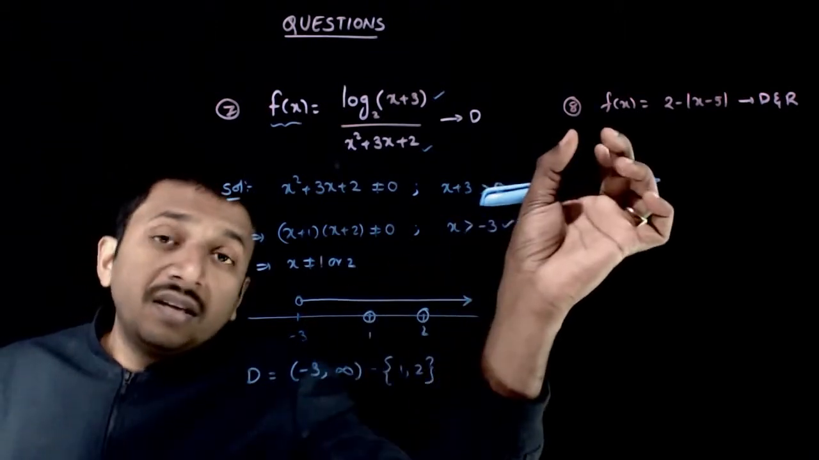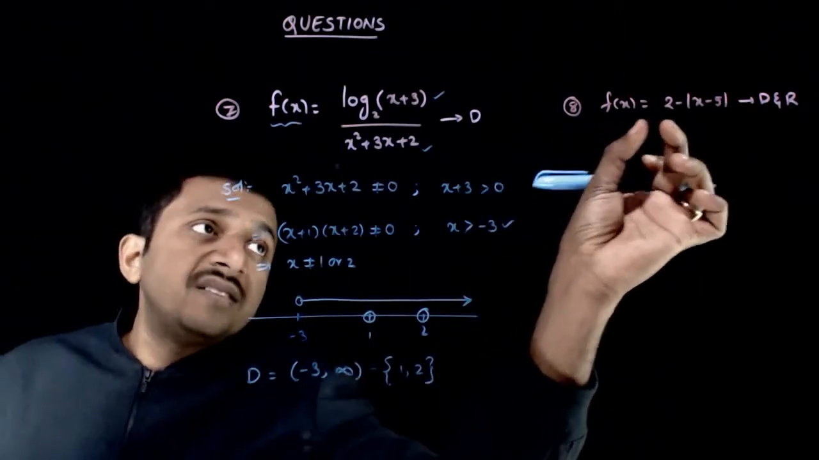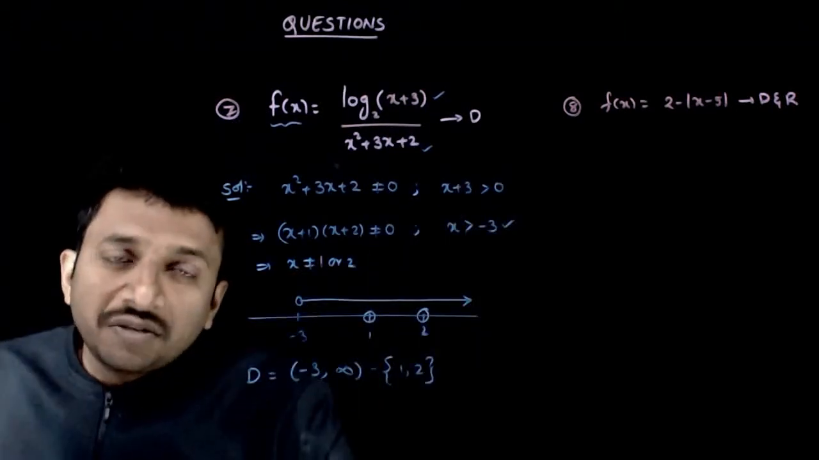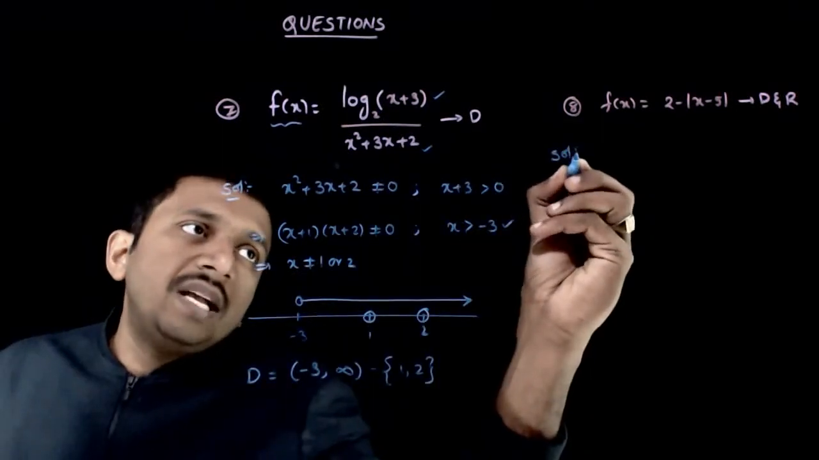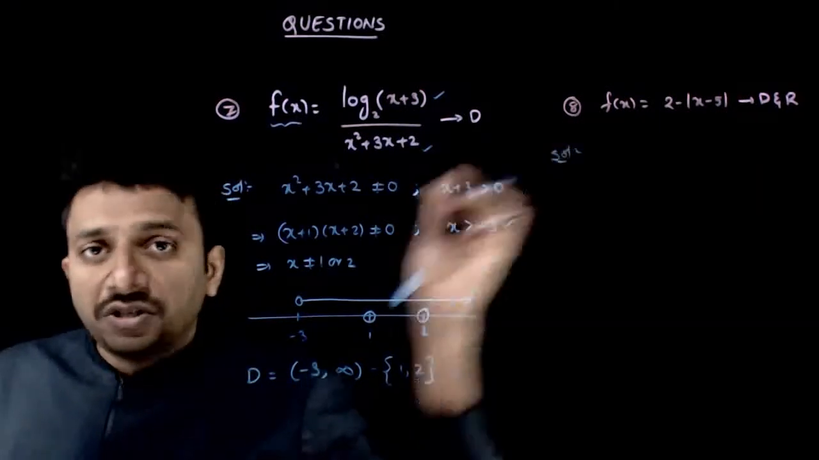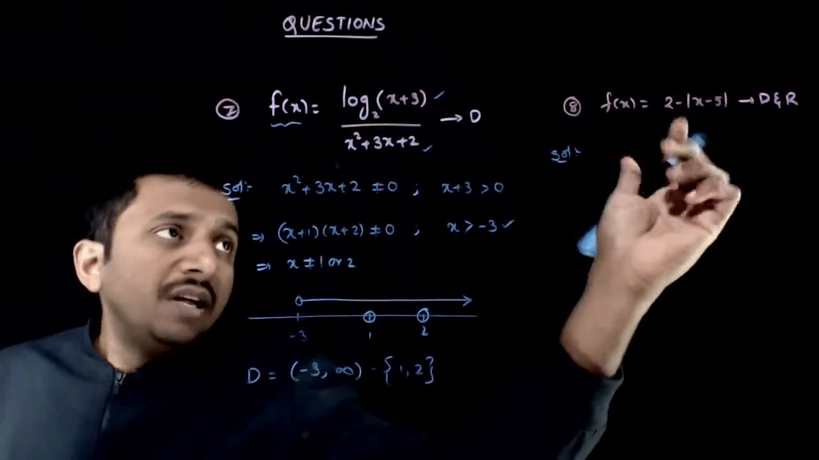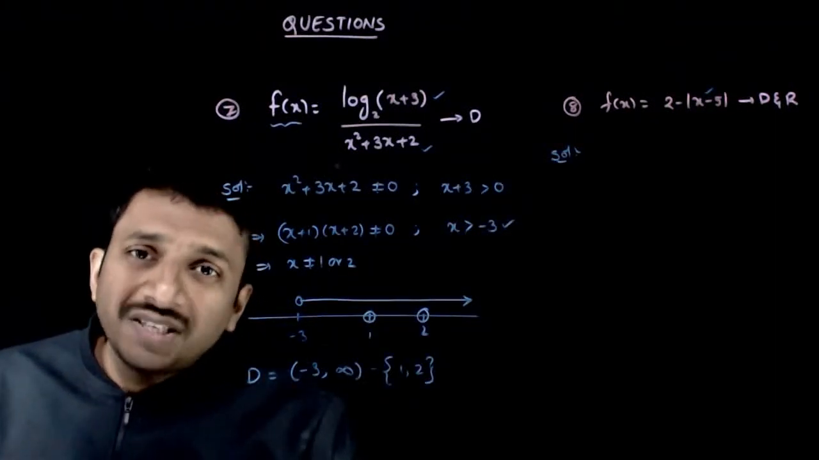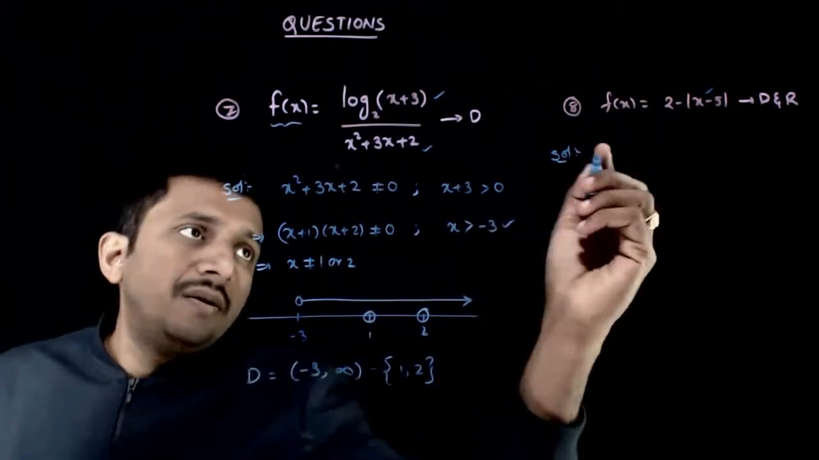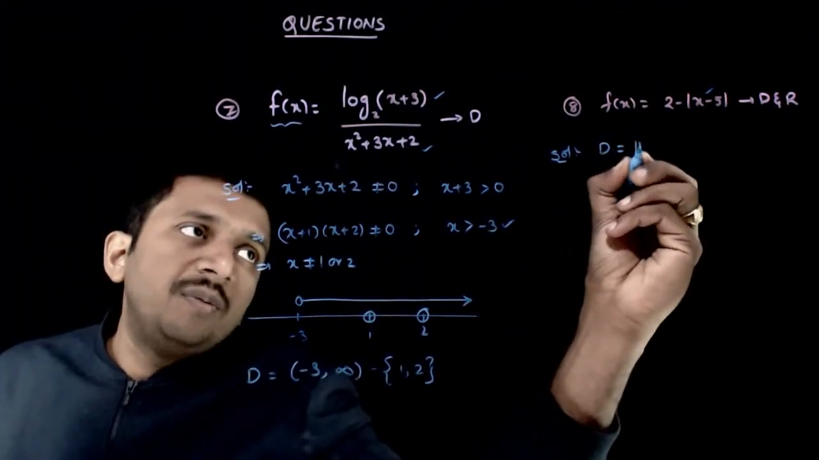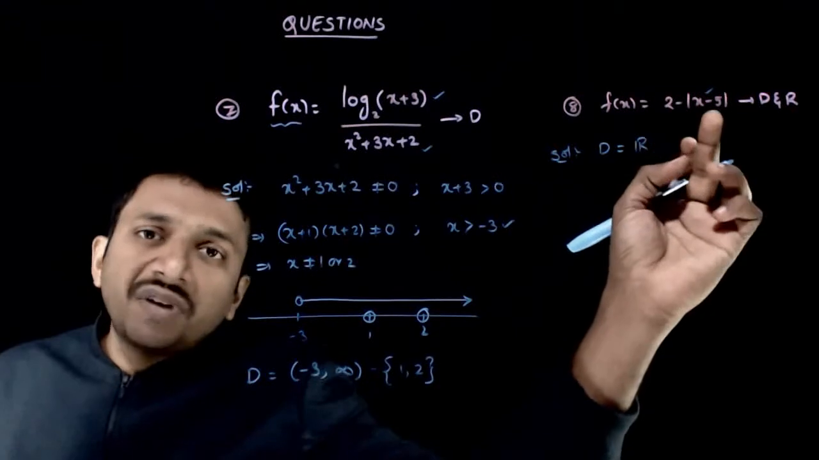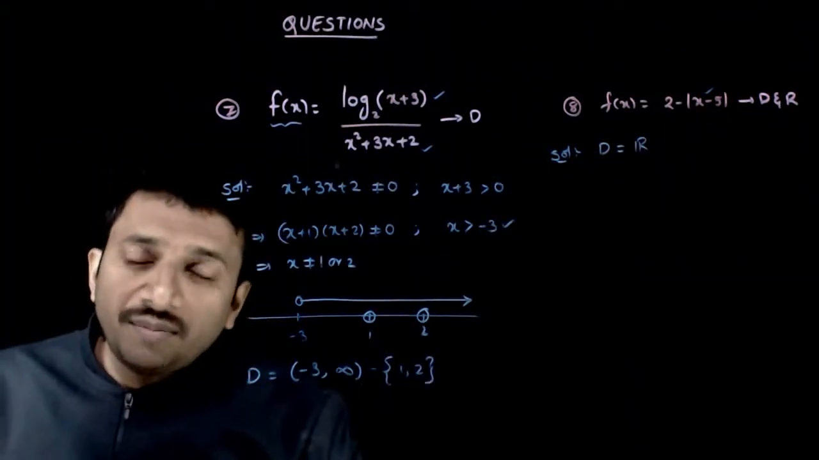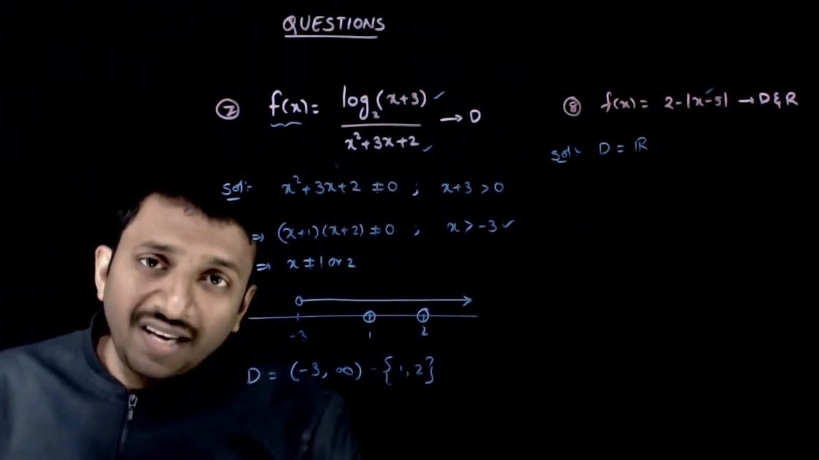So next, the next question is f of x is equal to 2 minus mod of x minus 5. What is the domain and range of this function? So as you can very clearly see, this function is made up of a mod function. But the mod function is defined for every real x, because the domain of the mod function is all real numbers. So the domain of this function will be all real numbers, because x minus 5 is defined for all real numbers and mod of x minus 5 is also defined for all real numbers. There is no problem for any number.